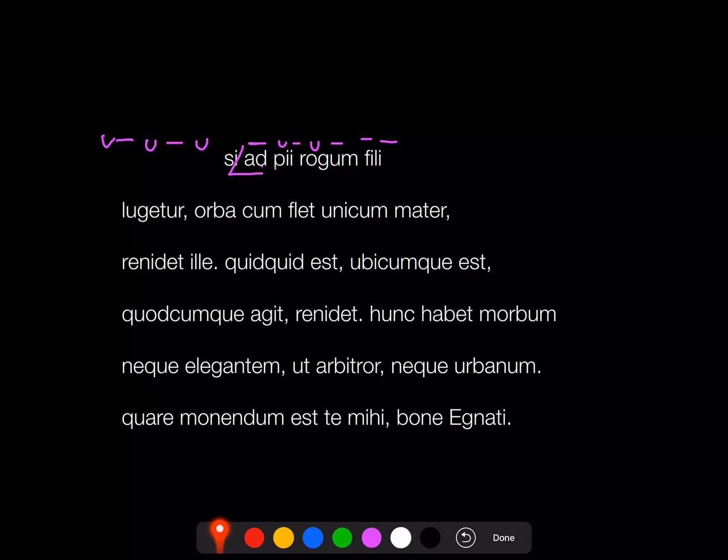So you get the idea. Try and scan the rest of the poem yourself.